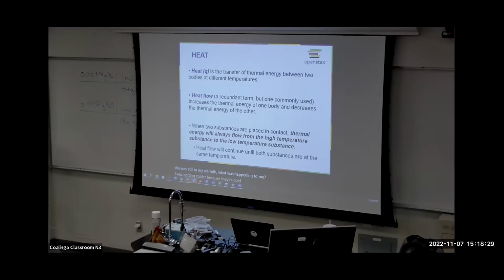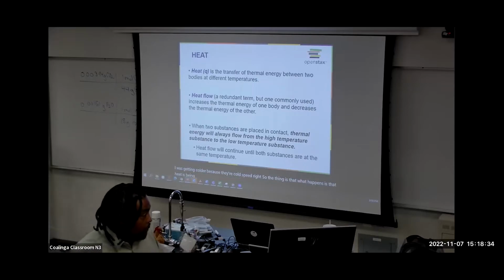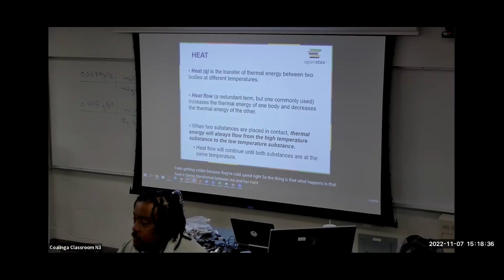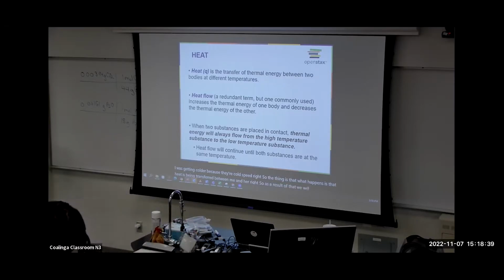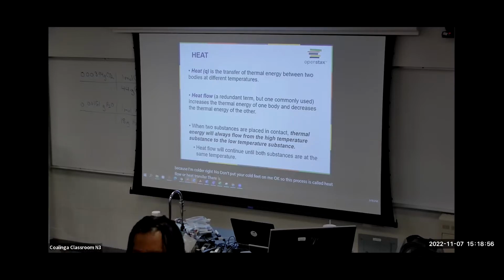So the thing is that heat is being transferred between me and her, right? As a result of that, we will reach a point of thermal equilibrium, where we meet somewhere in the middle. She's happy because she's warmer. I'm pissed because I'm colder, right? Like, no, don't put your cold feet on me. Okay. So this process is called heat flow or heat transfer. There is a whole course that is dedicated to heat transfer. You guys are going to get a little bit of it. Understand it now, you'll ace that course. I guarantee.